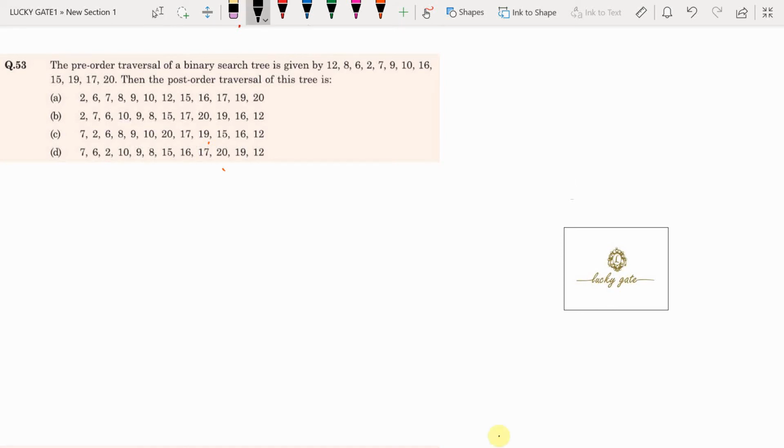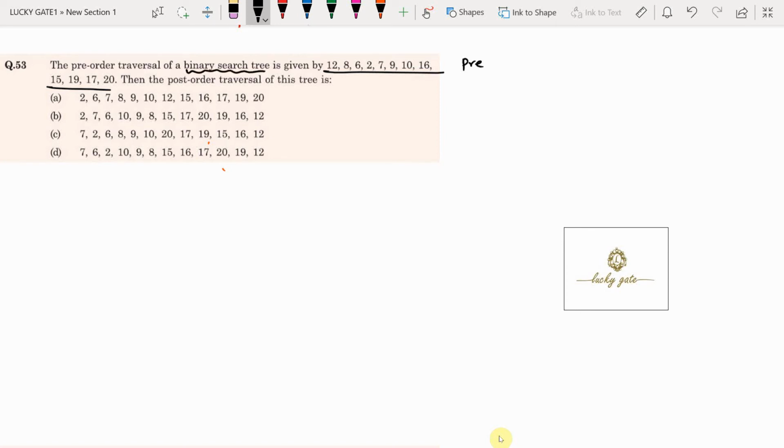This is a question in GATE 2017 asked for 2 marks. Here the question is: the pre-order traversal of a binary search tree is given. Then the post-order traversal of this tree is asked. Because the question is about a binary search tree.